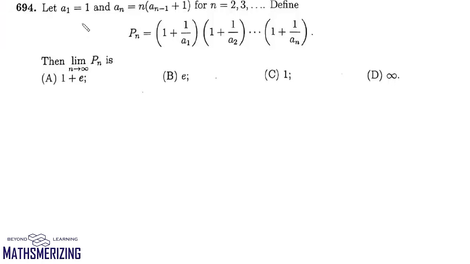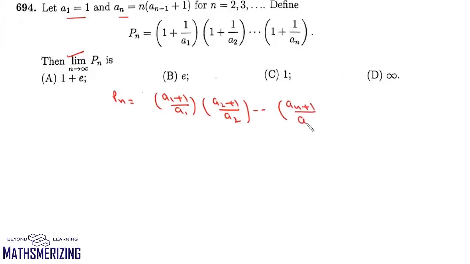Now here the question is, let a1 equals 1 and an equals n into a(n-1) plus 1 for n equals 2, 3, 4. Define Pn as (1 plus 1 upon a1) into (1 plus 1 upon a2) up to (1 plus 1 upon an). Then we need to find the limit n tends to infinity of Pn. Now we can write this Pn as (a1 plus 1 upon a1), (a2 plus 1 upon a2), and in the same way it goes up to (an plus 1 upon an).